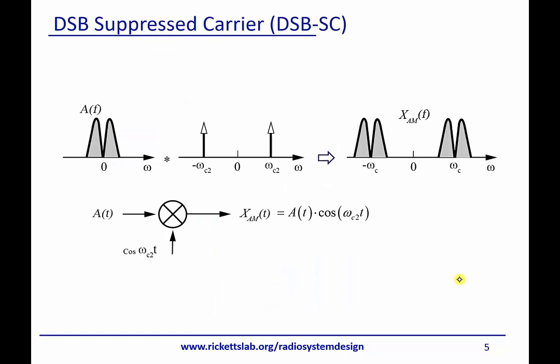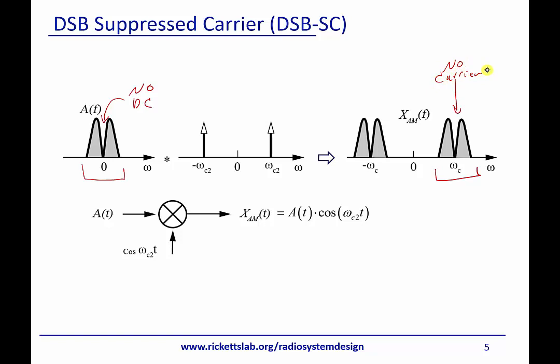So the next we're going to talk about is suppressed carrier double sideband. And the basic idea of this is if you look here at our signal, the big difference between this and the previous is there's no DC component, right? And if there's no DC component, when I do my convolution, I will end up with my signal here, and you notice there's no carrier, right?